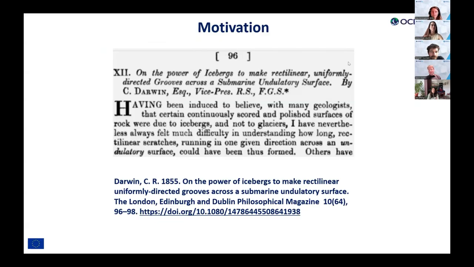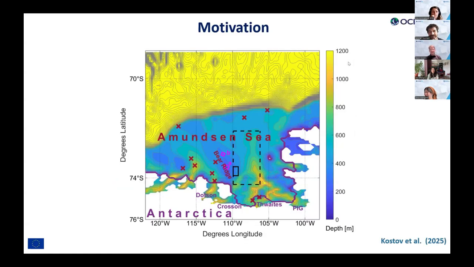This interest in the interaction between icebergs and ocean topography apparently is not something new. I was surprised to find out that all the way back in 1855, Charles Darwin published a short article titled "On the Power of Icebergs to Make Rectilinear, Uniformly Directed Grooves Across a Submarine Undulatory Surface." At that time, Charles Darwin didn't have access to a lot of observations, so he had to rely mostly on his imagination.